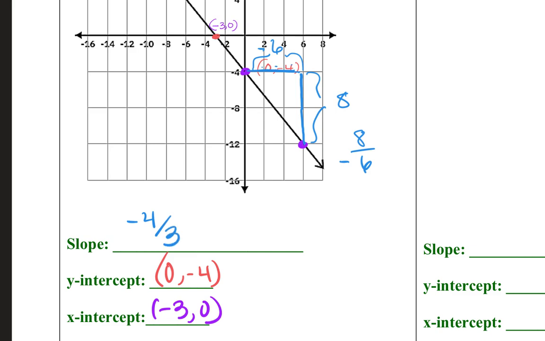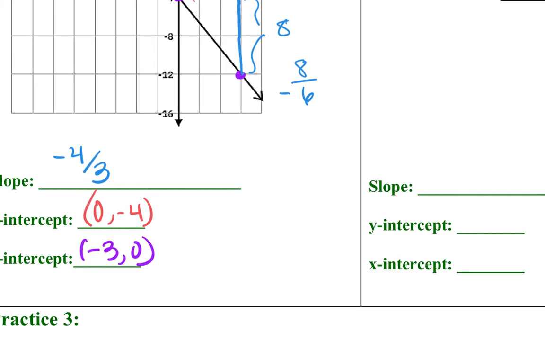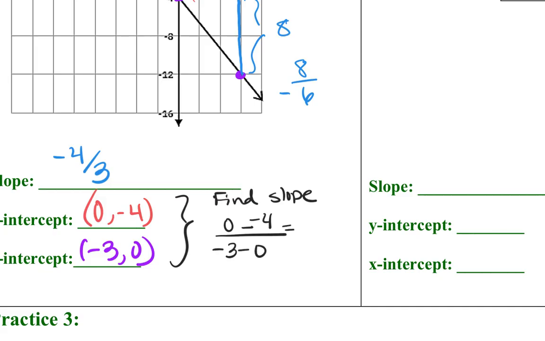Now, if that's tricky, which it can be, trying to remember what they all go by, if you can at least figure out your x and y intercept, like if those are obvious, we can always get around it using the slope formula, which is what I had on the warm-up. So what we could do is use these two to find slope, right? You can do 0 minus -4, and then you can do -3 minus 0. All right, when you enter it in the calculator, it gives you -4 over 3.